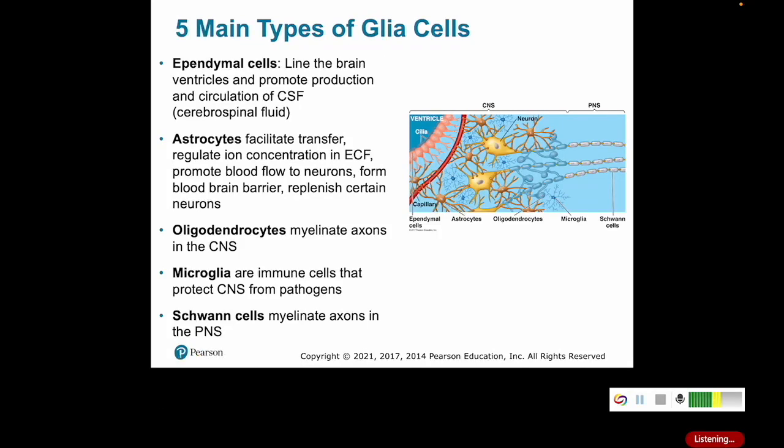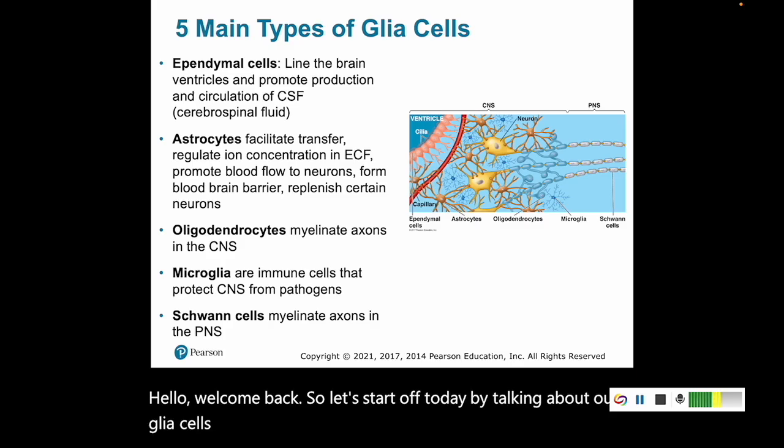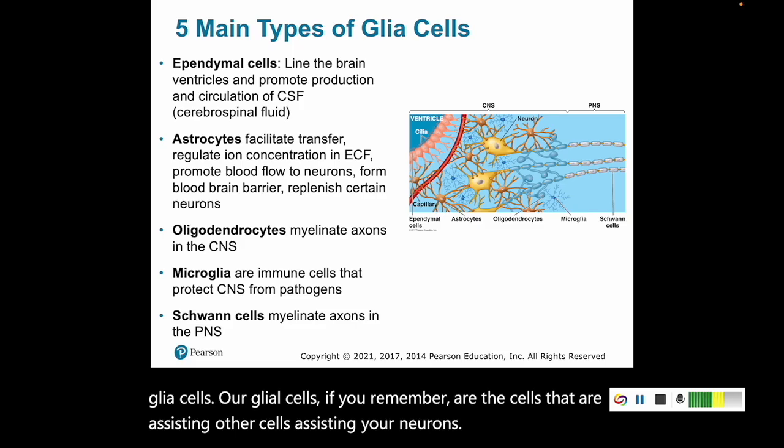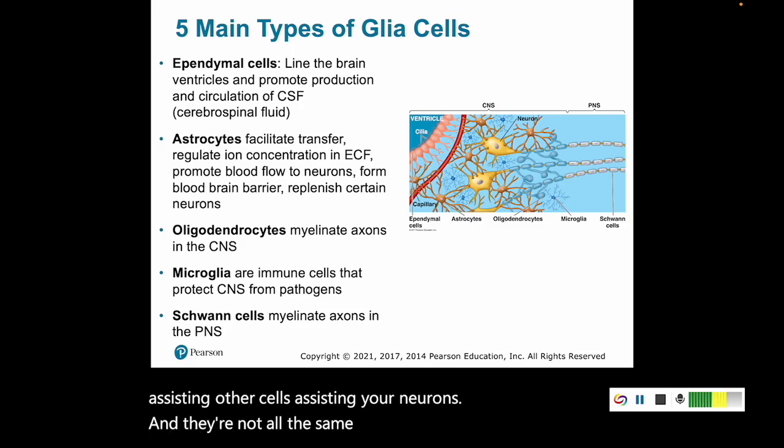Hello, welcome back. So let's start off today by talking about our glia cells. Our glia cells, if you remember, are the cells that are assisting other cells, assisting your neurons, and they're not all the same. There are 5 different kinds of glial cells that we'll be talking about.